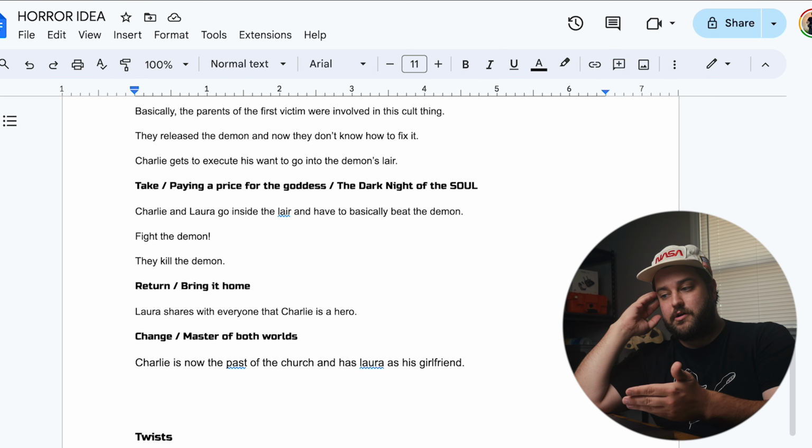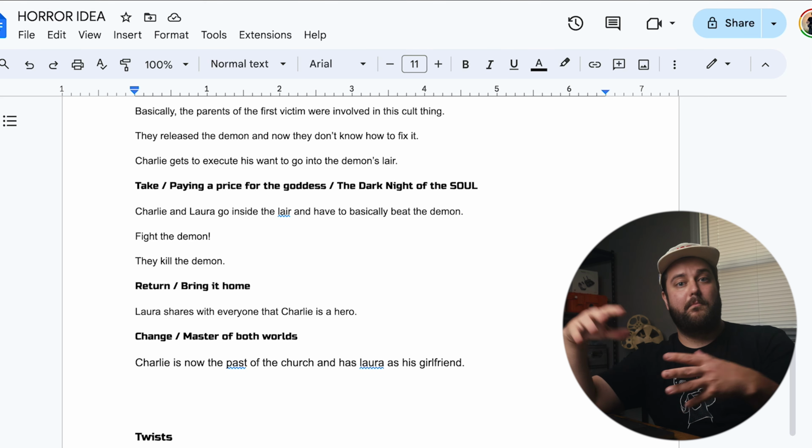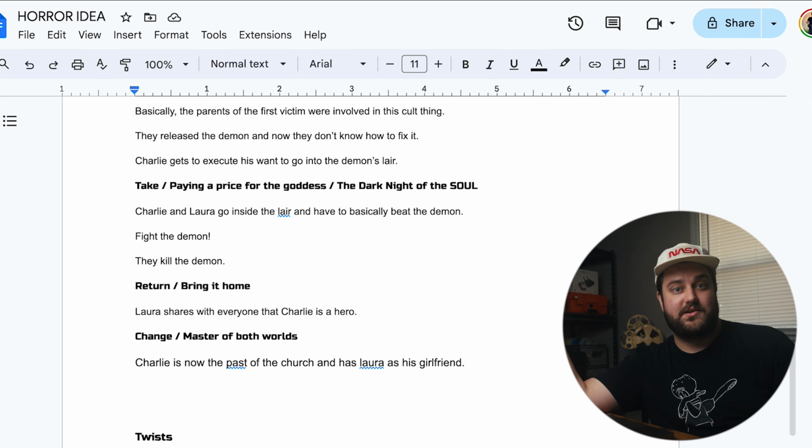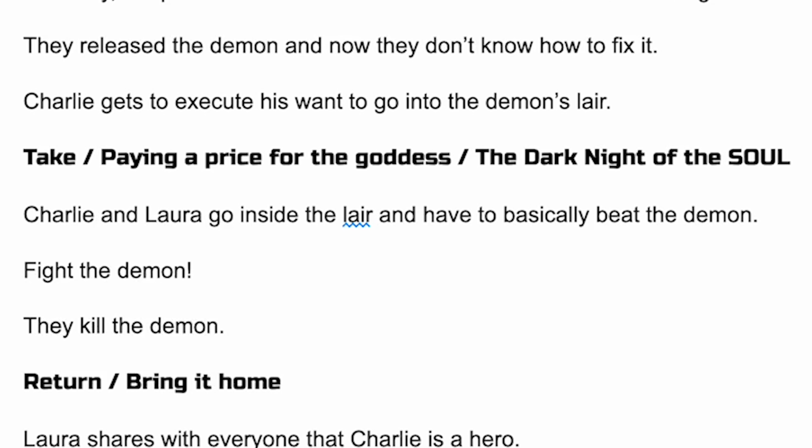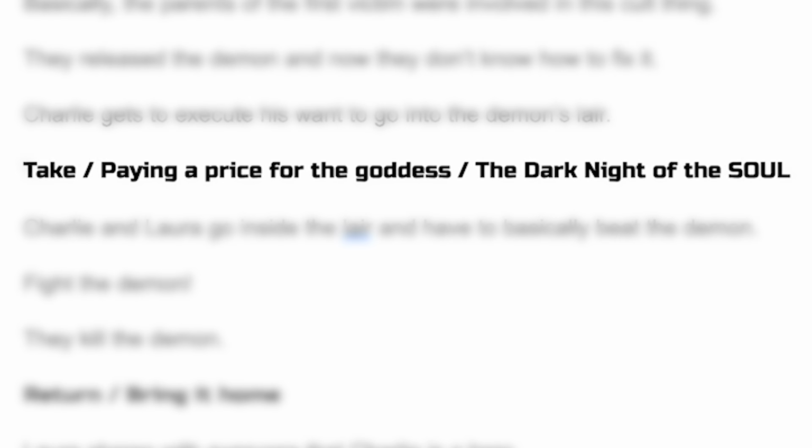If you think about it, Laura shares with everyone that Charlie is a hero. That bucks the trend that everybody thinks Charlie is a murderer. That kind of solves some of his wants. And someone proclaims that he is innocent, and he ends up forgiving himself for the problems that he caused and the girl that he couldn't save. Take is also known as the dark night of the soul. It's the darkest point for your character right before the break of dawn, right before things get good.